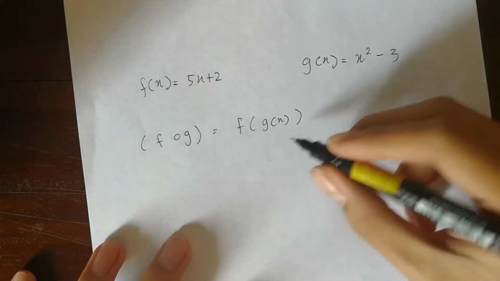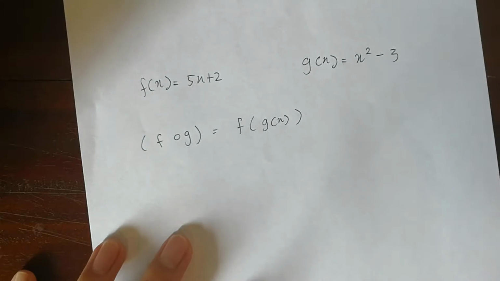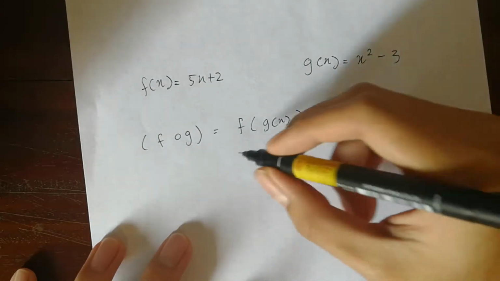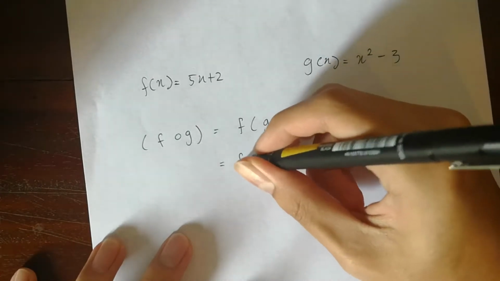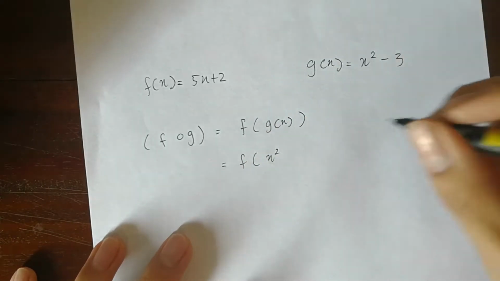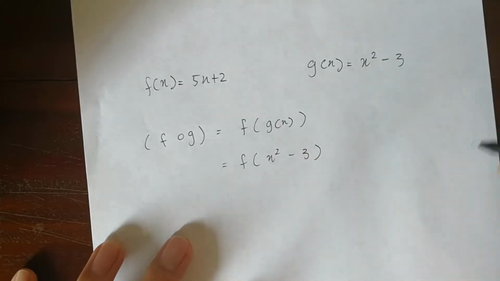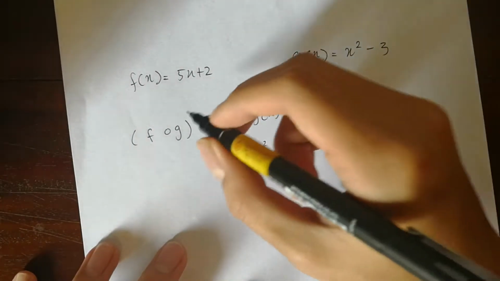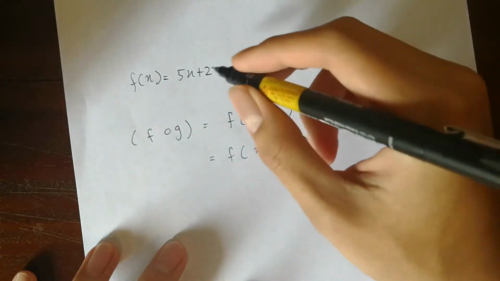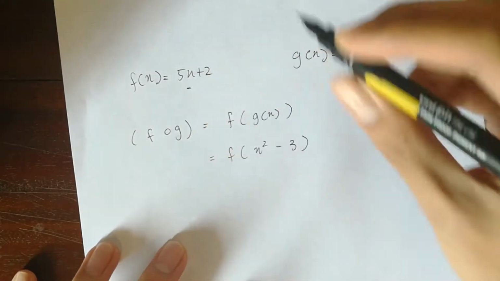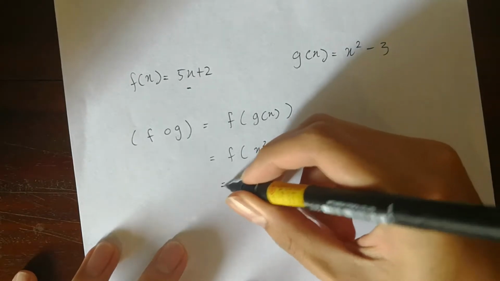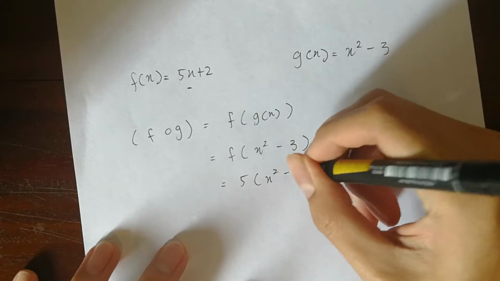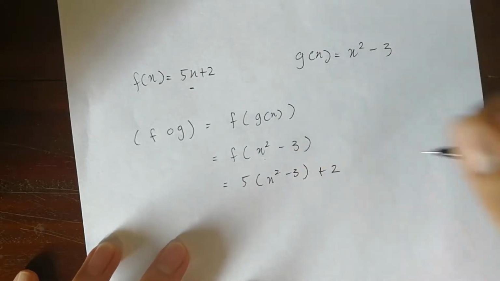So we know that g of x is inside of f, so we're going to replace g of x with its value, which is x squared minus 3. So you get f of x squared minus 3. So x squared minus 3 is inside of f of x, so we replace the x with x squared minus 3. So now you get 5 times x squared minus 3 plus 2.